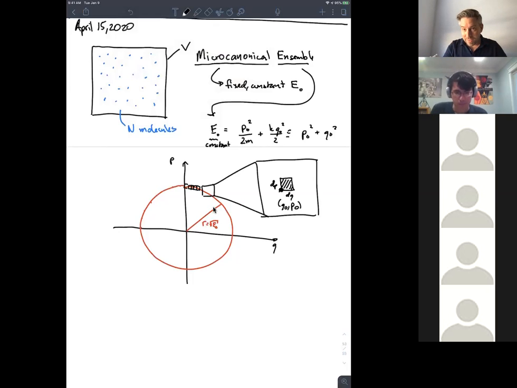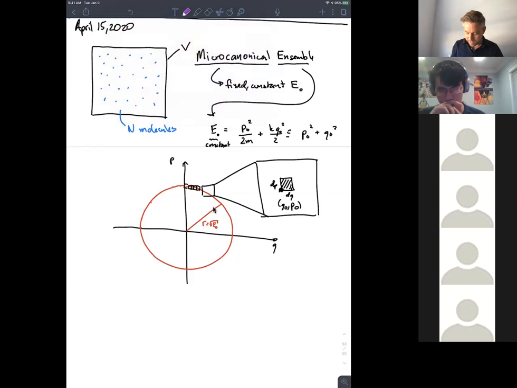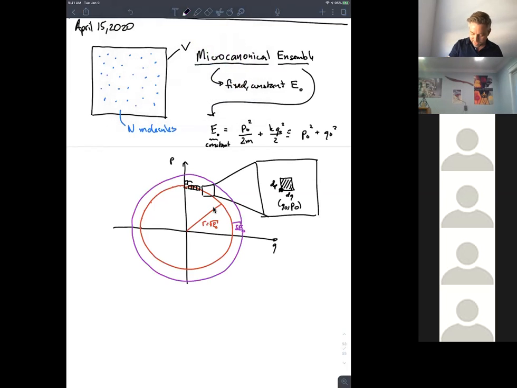And again, to make this computation mean something, we can't just integrate along a line because the volume of a line is 0. And so in order to make this computation mean something, what we have to do is take the value of energy that we're interested in and kick it up by some amount delta E, so that we're essentially looking at an annulus here. And what we're doing is counting the number of these little boxes inside this annulus.